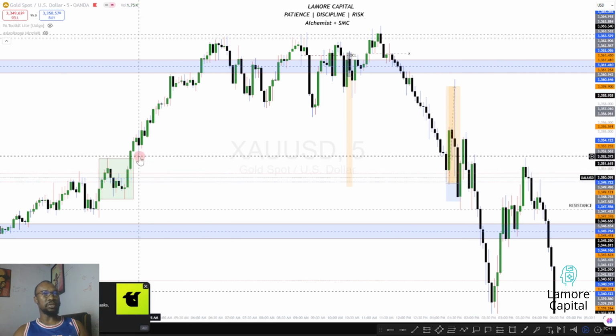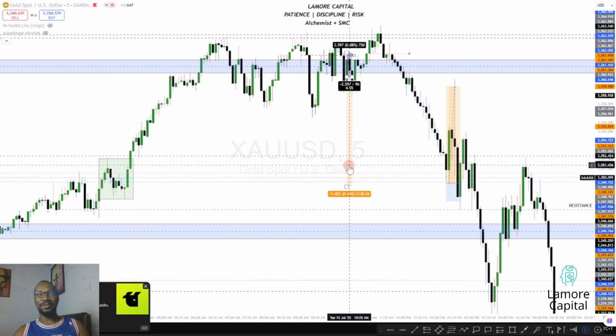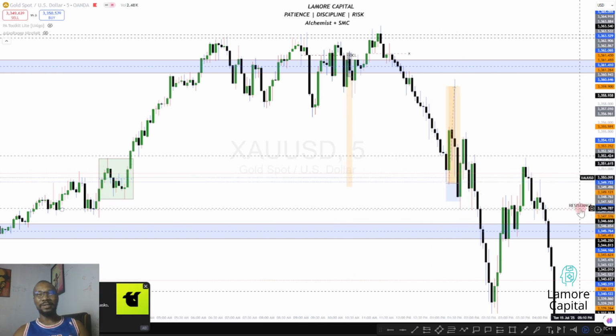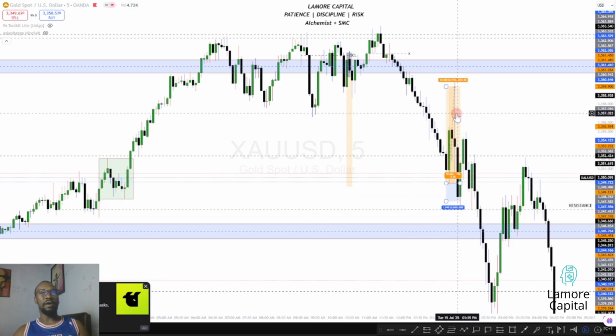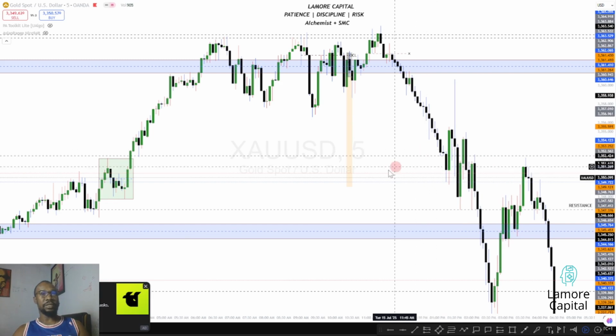Quite alright, this is inducement. This is order block. This is break of structure. It's complete, but I didn't take the trade. I did not take the trade. Can you see my resistance line is still the same thing here that actually held on to the market. So irrespective, I did not take this trade. That's an SMC trade.